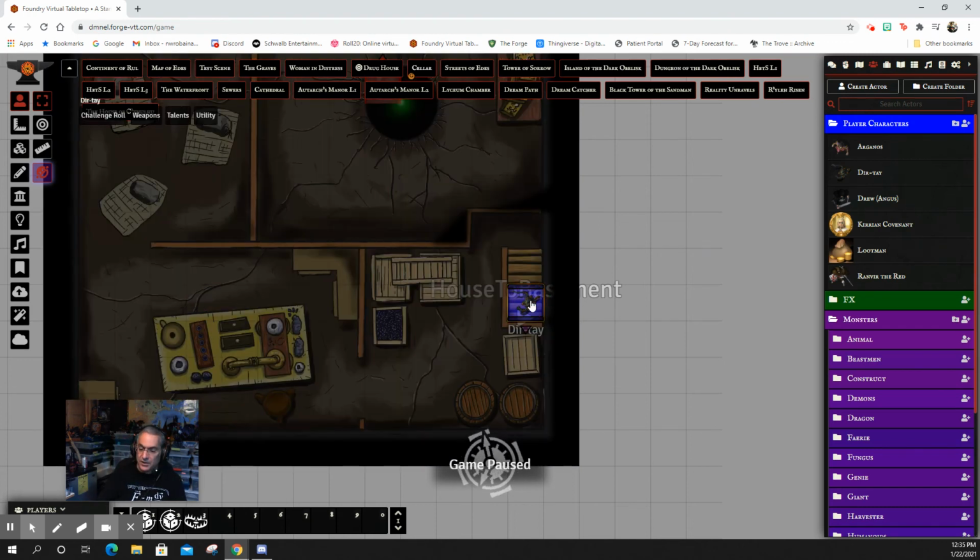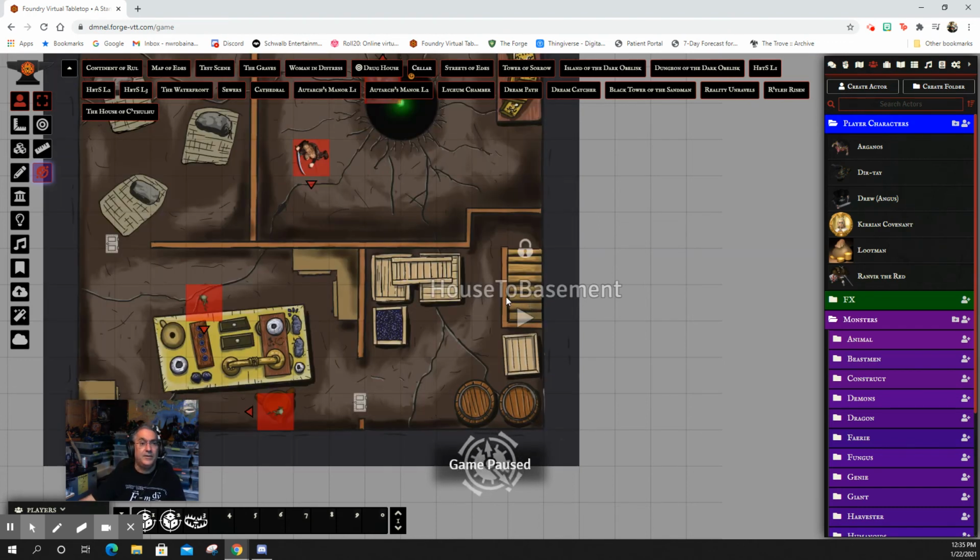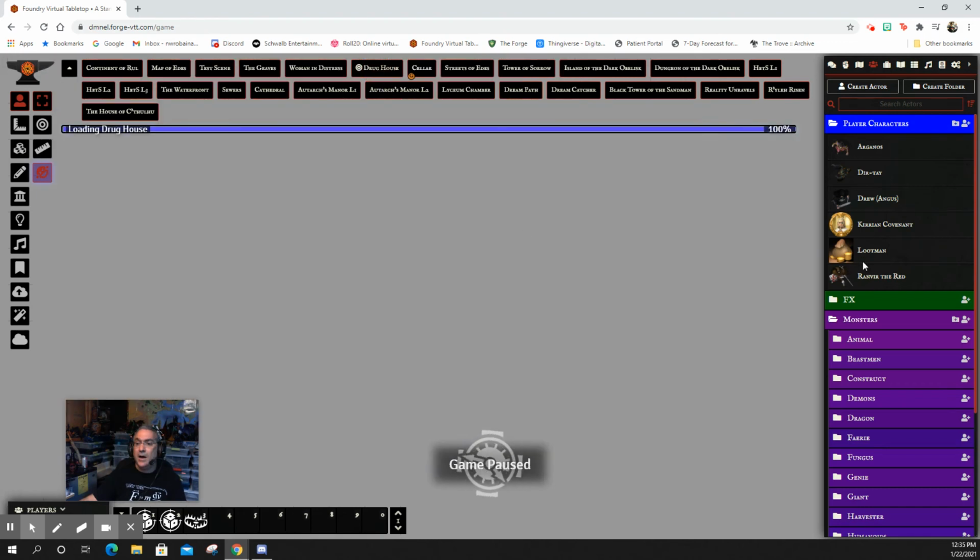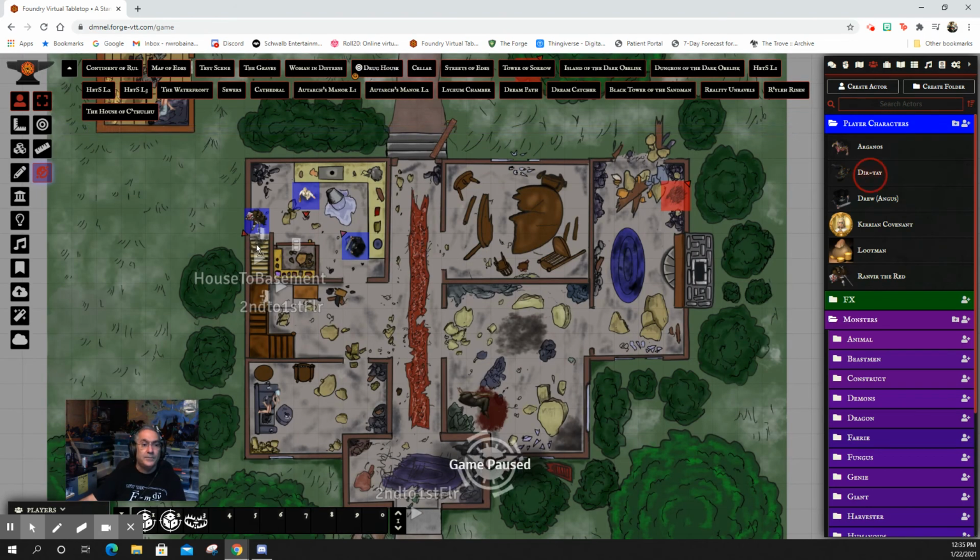So unfortunately, it doesn't go back the other way. So I have to get rid of that token and put him back here where he was before, so that doesn't throw off the players next week. All right, so that is basically the end of that session.